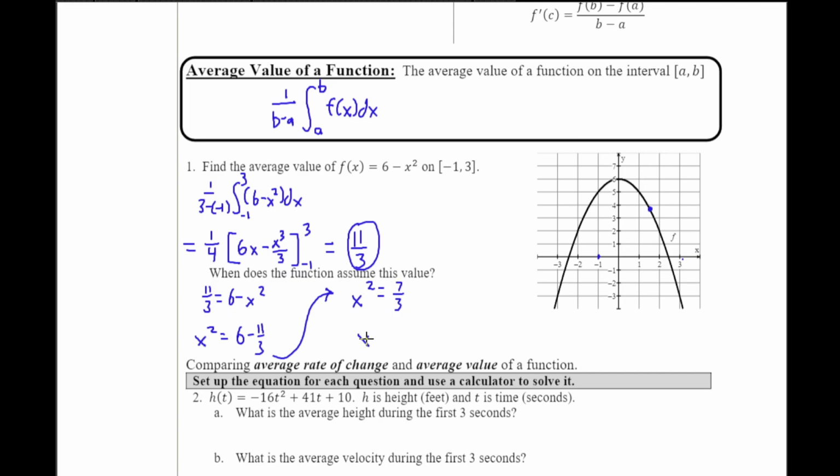Square root both sides. X is equal to plus or minus square root of 7 over 3. But the interval here is x from negative 1 to 3, so we're only using the positive version. X is equal to square root of 7 over 3, which is roughly 1.527.